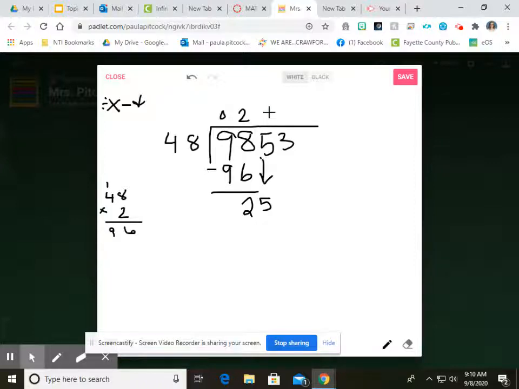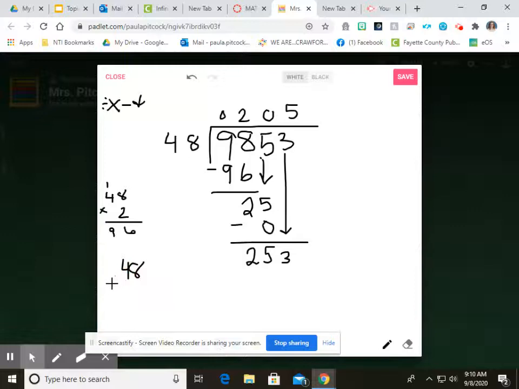Divide. 48 goes into 25 no times. Okay, multiply. 48 times 0 is 0. Subtract. Bring it on down. Bring it on back. Ooh, 48 into 253. This is going to be good to estimate. 48 is close to 50. So if I count by 50s, 50, 100, 150, 200, 250. It took 5 50s to get close to that. So I'm going to guess 5 and see what happens.